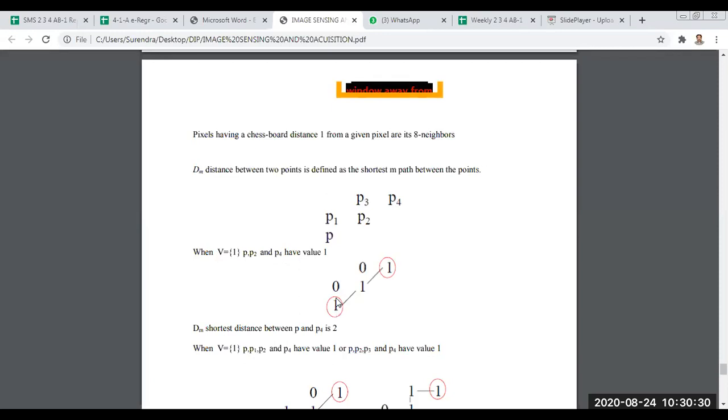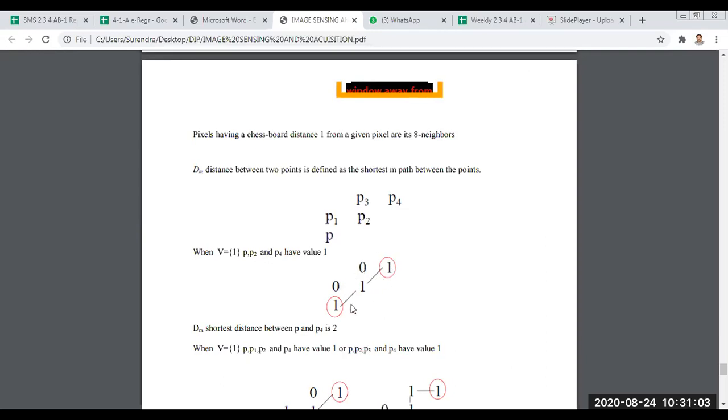So what about P1? Small p is equal to 1, P1 is equal to 0, so I am not considering it because it is not in the set value. Next, P2 is 1, because P2 is in the set V. P3 is not in the set V, so it is 0. P4 is in the set V with value 1. So the P, P2 and P4 values are ones, and the P1 and P3 values are 0.